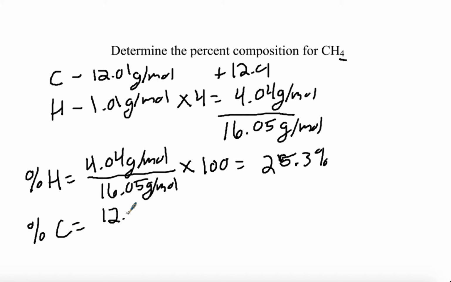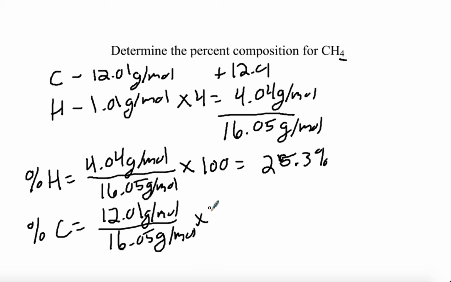Okay. So then determining the percentage of C is the same exact thing. Carbon makes up 12.01 grams per mole out of 16.05 grams per mole, times 100, and carbon makes up 74.7%. And there you have it. That's really all there is to it. We just have to do this for every single element.